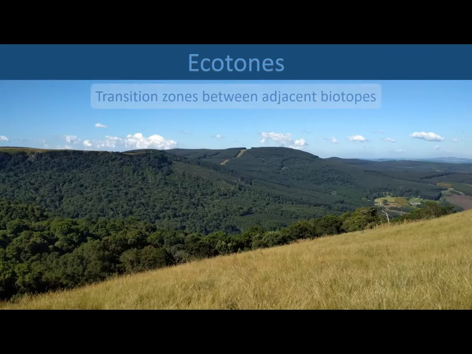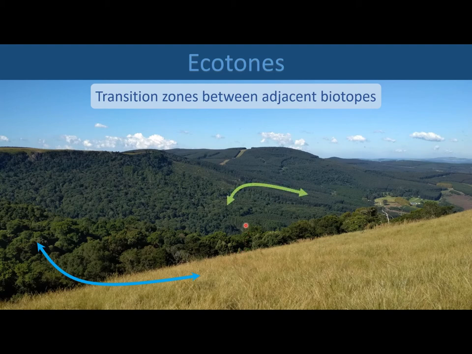Firstly, it is a transition zone between two adjacent biotopes. If you look down here at the bottom, you will see that we've got an ecotone existing between the indigenous forests and the natural grasslands. Now, this ecotone is often maintained by natural processes such as fire, which burn through the grasslands but prevent trees from expanding outwards. At any ecotone, there's often mixing of the abiotic and biotic conditions of both adjacent biotopes, which often results in species showing specific responses dependent on the level of specialization within each species.